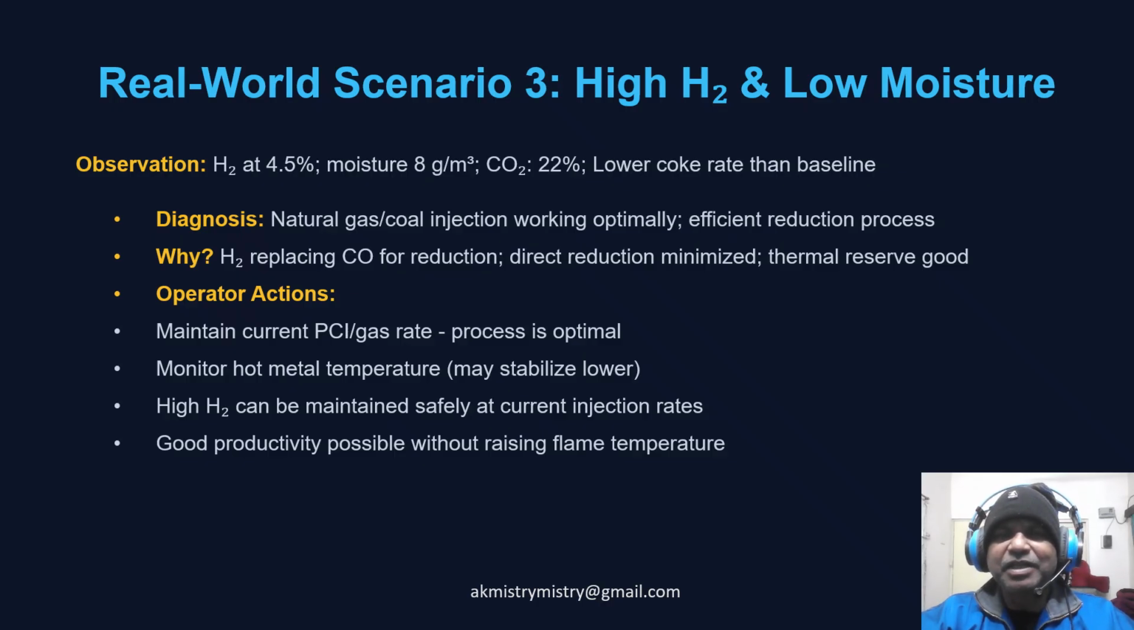In such a case, operators should maintain the existing PCI or gas injection rate because the process is already at an optimal point. Hot metal temperature may stabilize at a slightly lower level, but the high hydrogen levels at these injection rates can be safely maintained with good productivity and without raising the flame temperature.